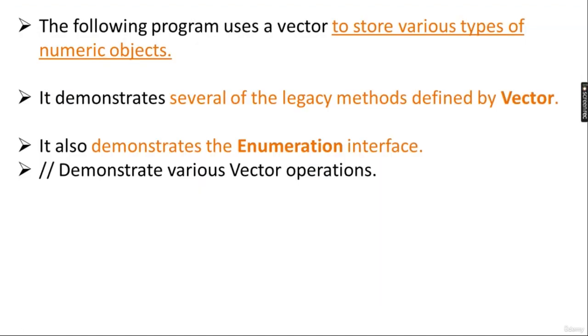In the following program we will see, it will use a vector to store various types of numeric objects, that is numbers. It demonstrates several of the legacy methods defined by Vector. So the legacy methods we have seen in the table previously, we will see them one by one in our program. It also demonstrates the Enumeration interface.